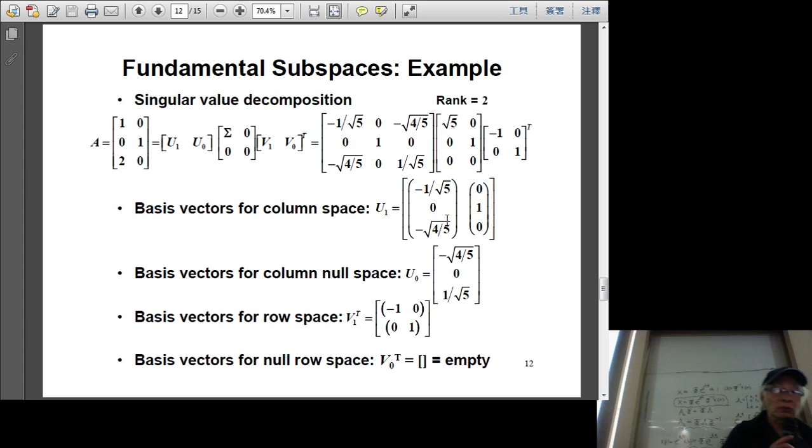The basis vector for the row space is minus 1, 0, 0. And for this row space, I have only 2 rows now. A has 3 rows, but these 2 rows create the same space as the 3 rows of A created. And the basis vector for the null row space is empty. That's V0 transpose equal to an empty matrix. So in this matrix, there's no null row space.